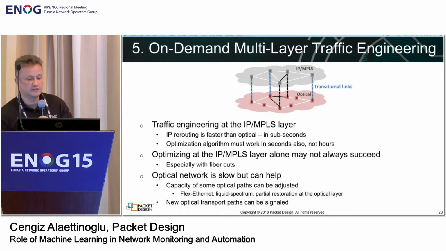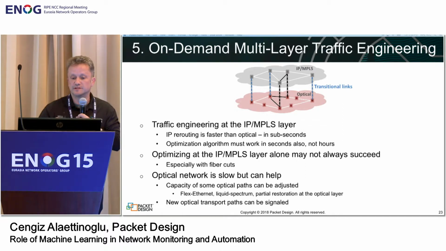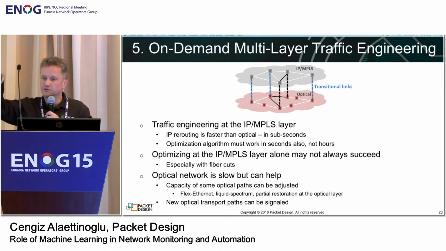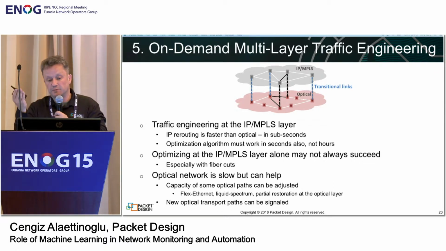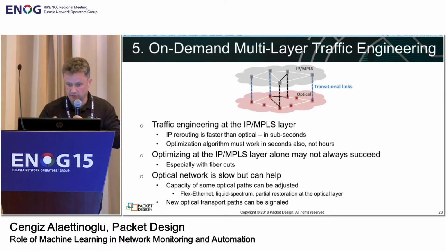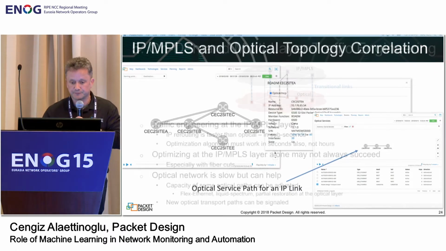And then the last use case that I want to cover a little bit is multi-layer traffic engineering. In this case, on the top, you have an IP link, which happens to be a service path on the transport network underneath. If you can solve the traffic engineering at the IP MPLS level, it's great. But sometimes, under multiple fiber cuts, you cannot solve it. What can we do in this case?